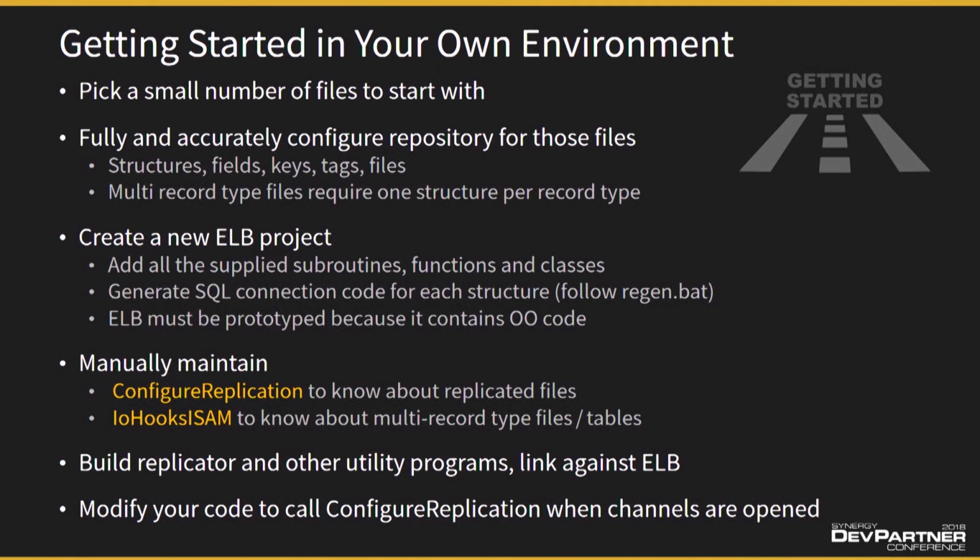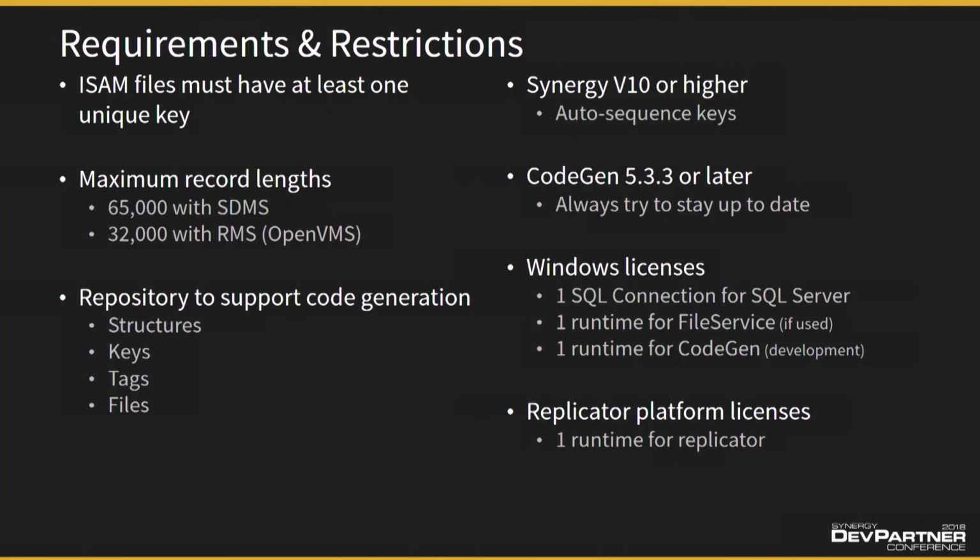There's a little mechanism that says what's the file name and what's the table, and it's a way of calculating what the table name in the database is based on the tag that's being processed right now. So that's the second place you may have to edit code, only if you have multi-record format files. In terms of requirements and restrictions, ISAM files must have at least one unique key. Any key doesn't have to be the primary key anymore, remember, so that's not too much of a restriction.